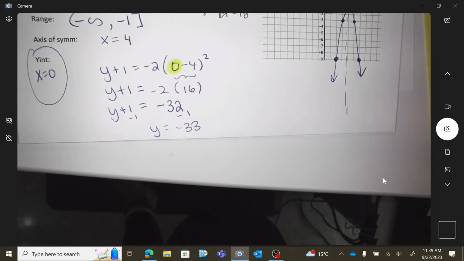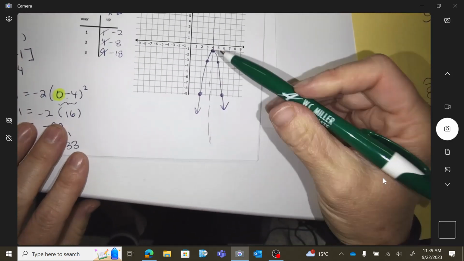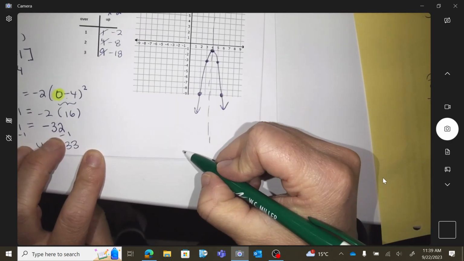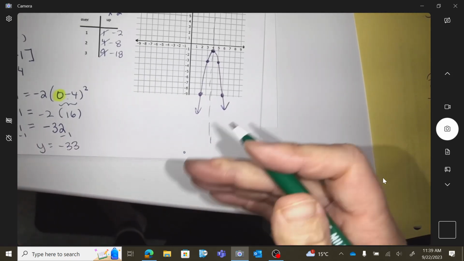Would that answer seem reasonable according to your drawing? So if I'm here, I would keep going. Would it make sense to cross way down here? -33? Doesn't make sense. Yep.